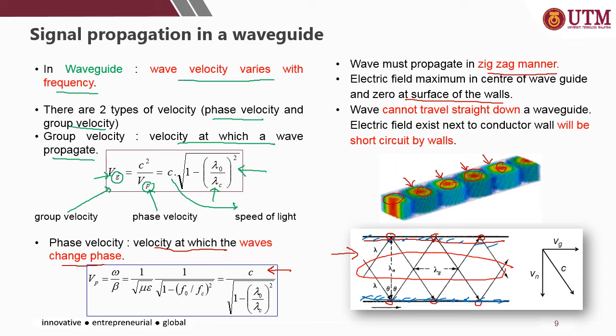So the wave cannot travel straight down a waveguide due to the reflection at the wall, and the electric field next to the conductor will be short circuited by the walls. That's why we can see a very minimal field distribution beside the wall. In terms of the phase velocity and the group velocity, they are perpendicular to each other. So Vg, the group velocity, is the direction of propagation, while Vn is the normal velocity, which is perpendicular to Vg.